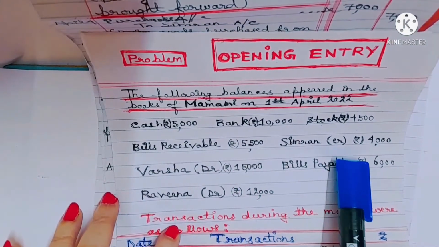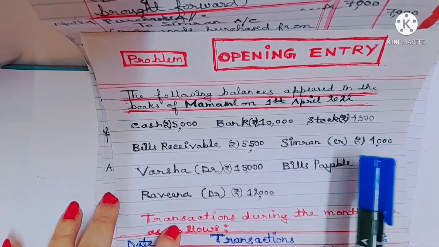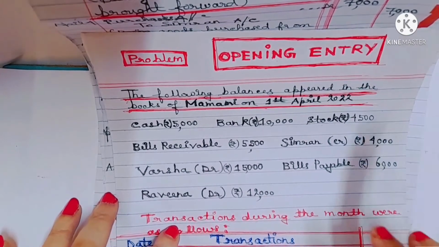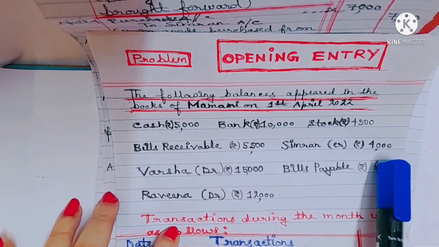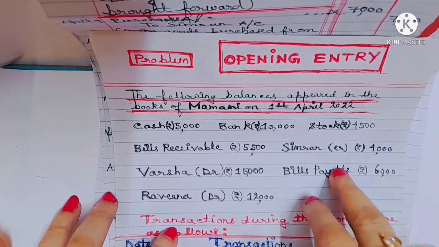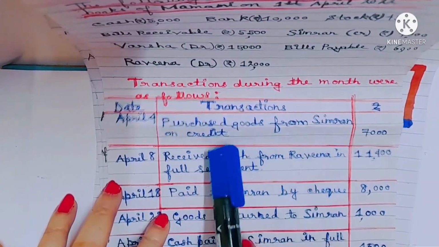Actually, Simran ke দেওয়ার কথা 4,000. 4,000 plus সিমরানের থেকে পারচেজ করেছে মামুনি হাউ মাচ? প্রথমে ওপেনিং ব্যালেন্স ছিল সিমরানের থেকে 4,000 দেওয়ার কথা, তারপরে আবার কত পারচেজ করেছে? Let's go through it. On 4th April, purchase goods from Simran on credit 7,000.